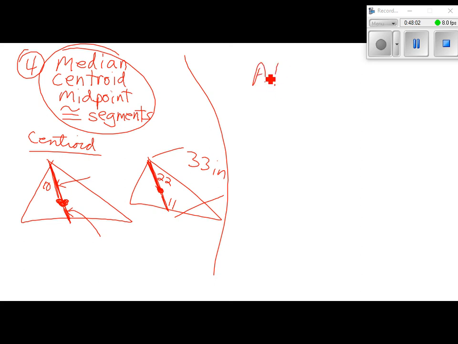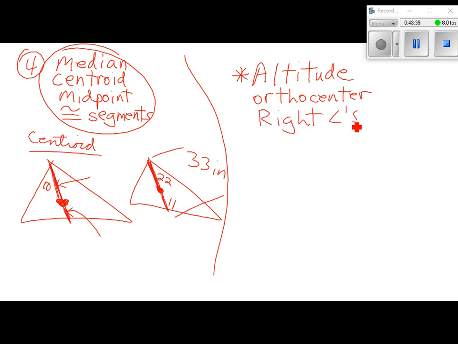Altitude. That's the next one over there, next triangle on the side. As soon as you hear the word altitude, what should you think of? Orthocenter. That's the point of concurrency of all 3 altitudes, right? What else? Height, maybe. I'm not going to write height, but give me measures, angles. As soon as we hear altitude, you have what kind of angles? Right angles.